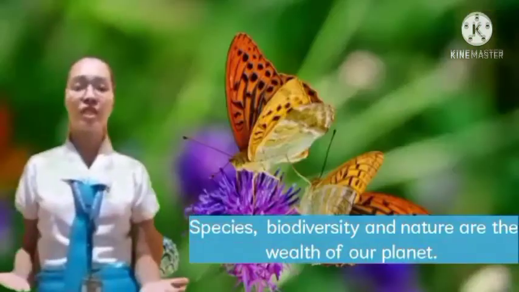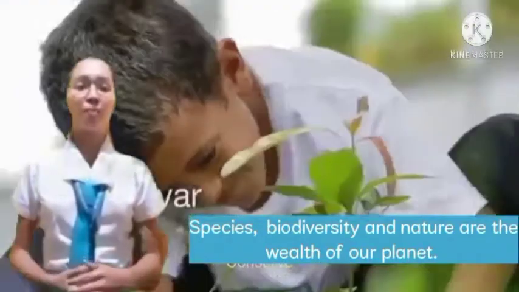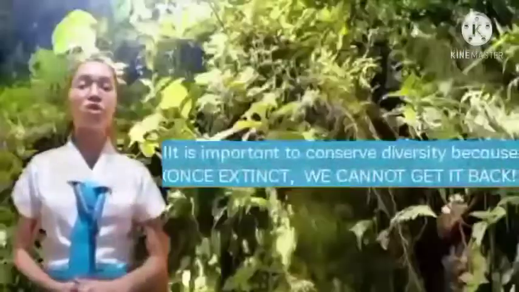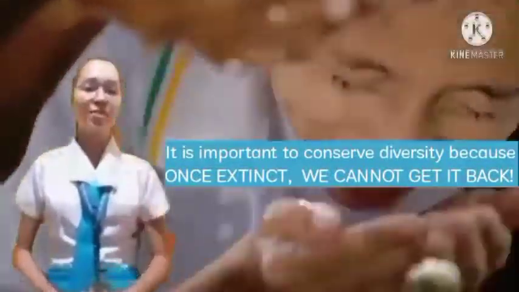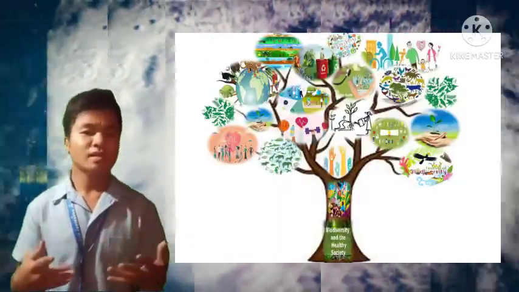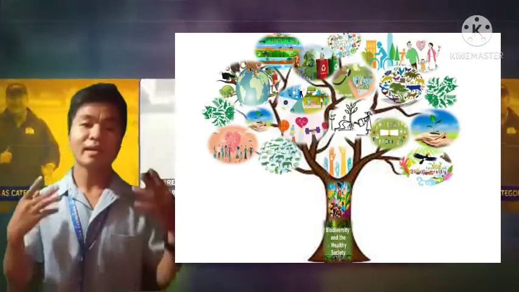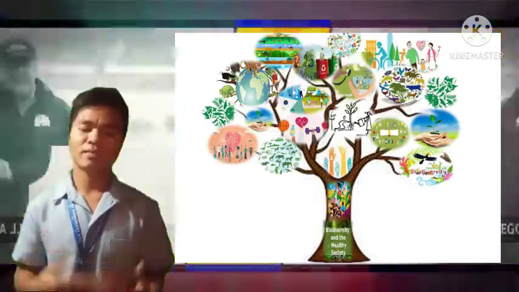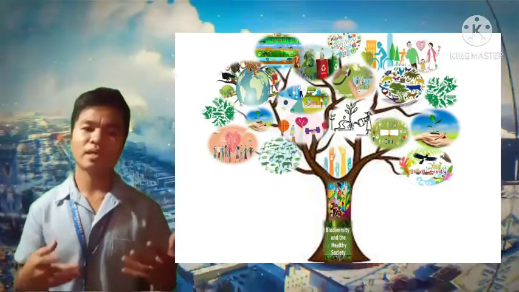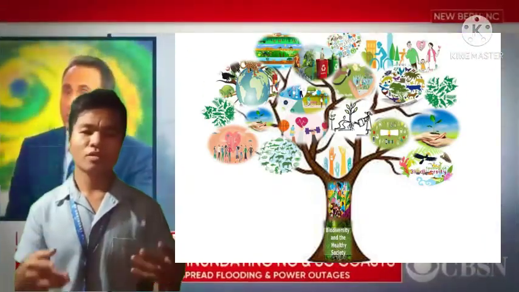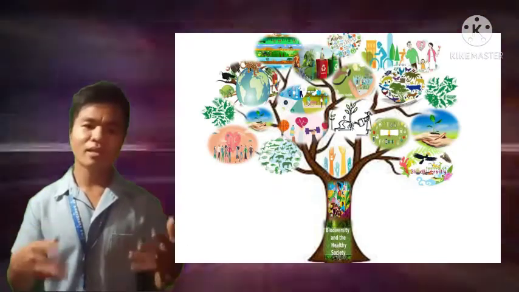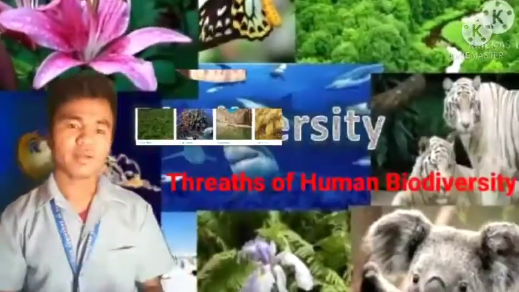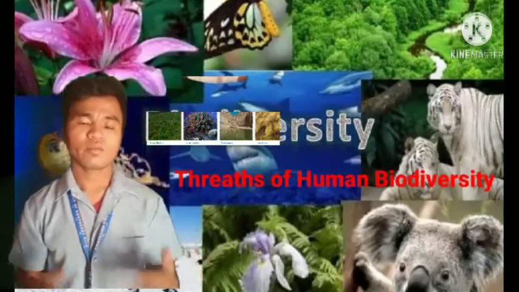Species, biodiversity, and nature are the wealth of our planet. It is important to conserve diversity because once extinct, we cannot get it back. So you can see in our collage these traits of biodiversity, in which species are living and protecting our ecosystem. However, there are human traits in our biodiversity which affect the health of our society. And now let us identify those human traits.